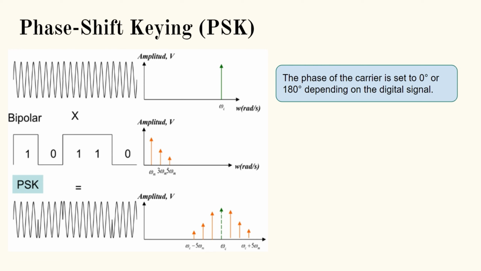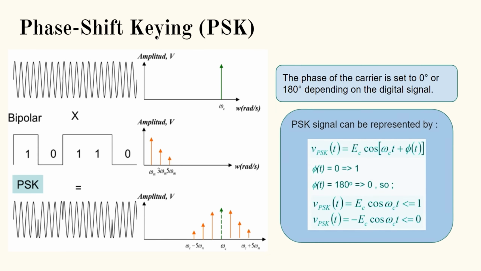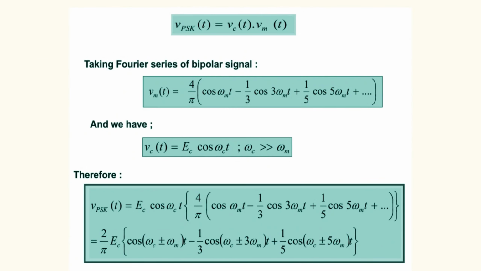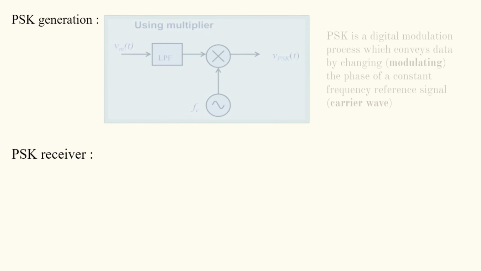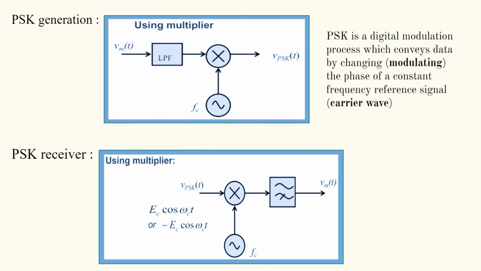Last but not least, we have phase shift keying. The phase of the carrier is set to 0 degrees or 180 degrees depending on the digital signal produced, with 0 degrees representing 1 and 180 degrees representing 0. As a whole, phase shift keying is a digital modulation process which conveys data by changing or modulating the phase of a constant frequency reference signal or carrier wave.